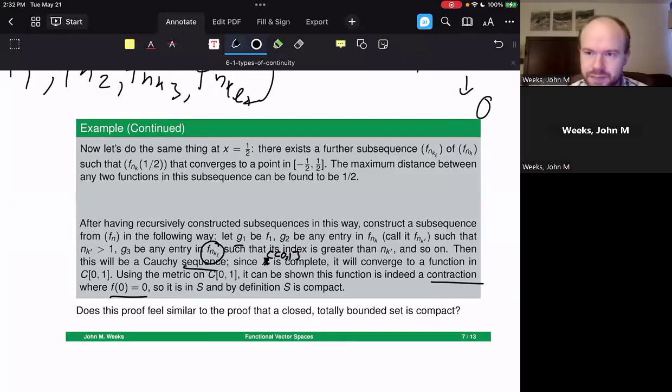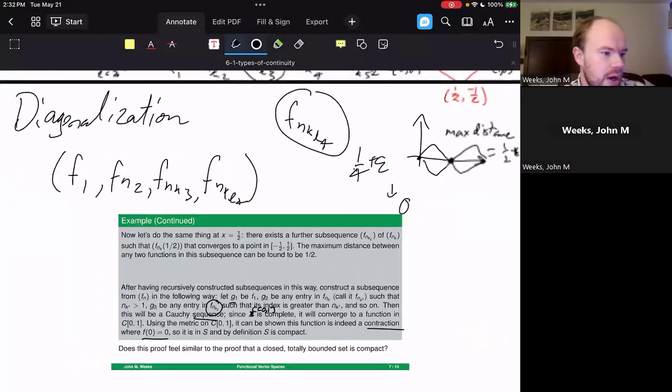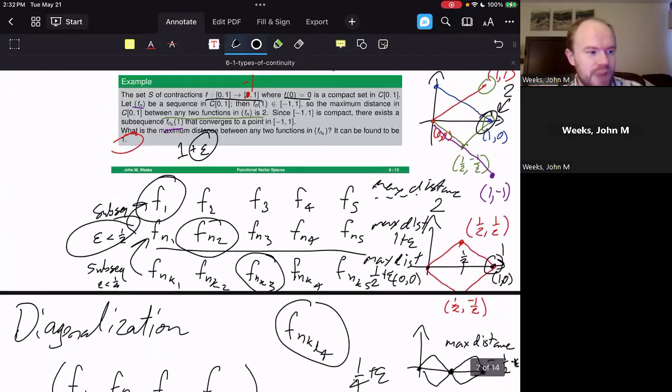we started with. You might notice a little bit of similarity here with the proof that a closed totally bounded set is compact, but with this kind of addition of a diagonalization argument to be working with here. Hopefully the pictures are helpful and help us understand what we're doing for the contraction, but the diagonalization component is going to be useful.